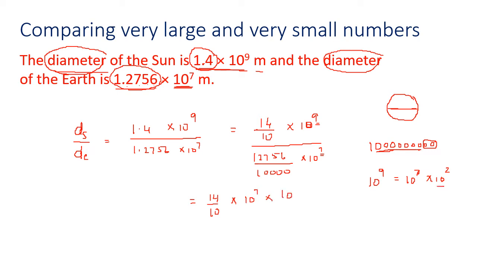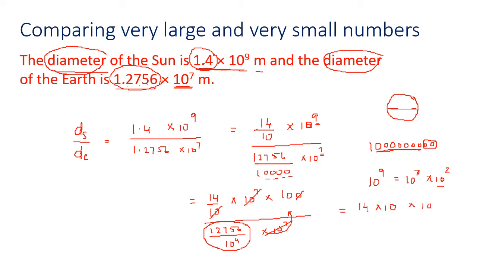So this becomes 100 upon 12756 upon 10,000, that is 10 raised to 4, into 10 raised to 7. So this 10 raised to 7 and 10 raised to 7 can now get cut. This 0 and the 0 can get cut. So we are left with 14 into 10. And when this number goes into the numerator, it becomes a reciprocal. So 10 raised to 4 goes into the numerator and 12756 in the denominator.